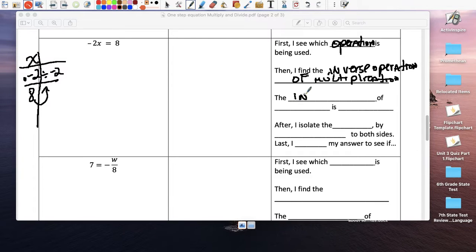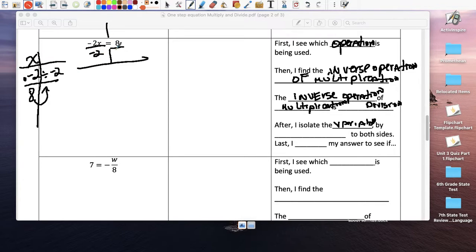The inverse operation of multiplication is division, yeah. After I isolate the variable, so what are we going to do here? We're going to divide by -2 and divide by -2. Here's my left and my right. So I'm going to isolate the variable. After I isolate the variable by dividing -2 to both sides, right?